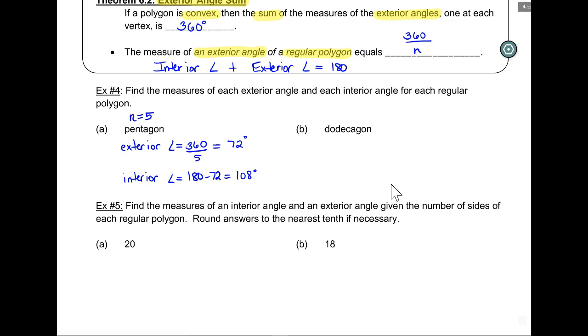Next one, dodecagon. So this is when n equals 12. So my exterior angle is going to be 360 divided by 12, so that gives us 30. And then my interior angle, that's going to be 180 minus 30, so 150 degrees.